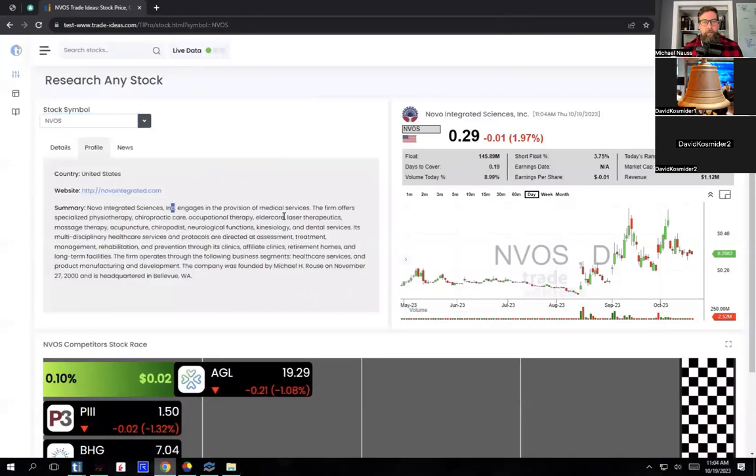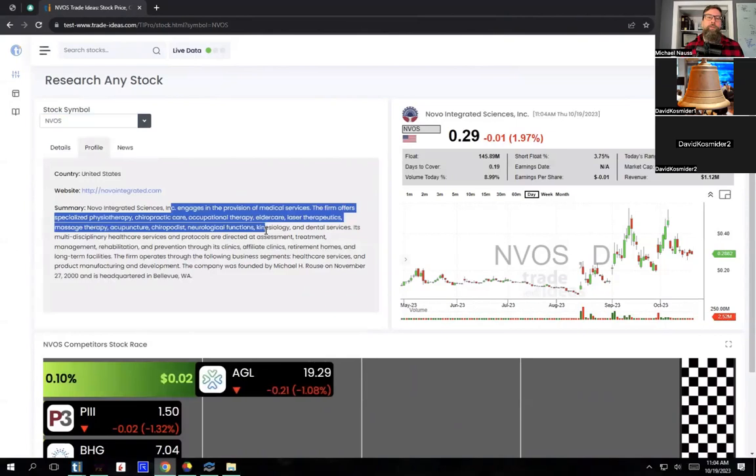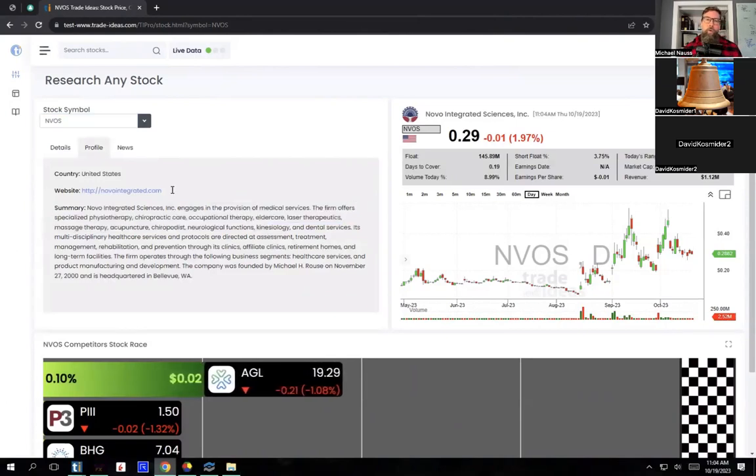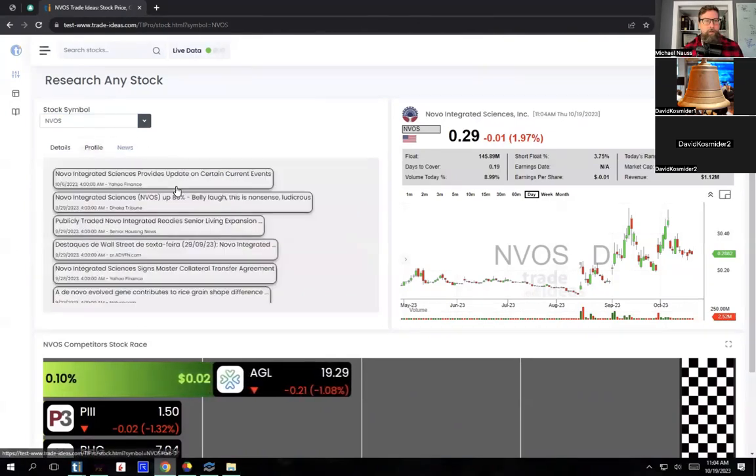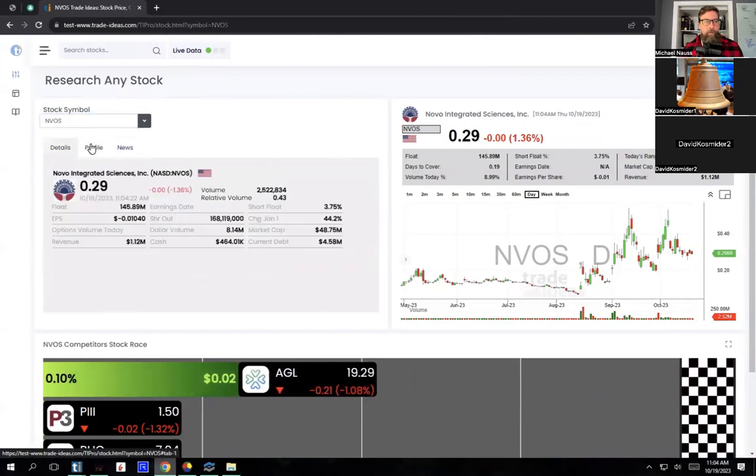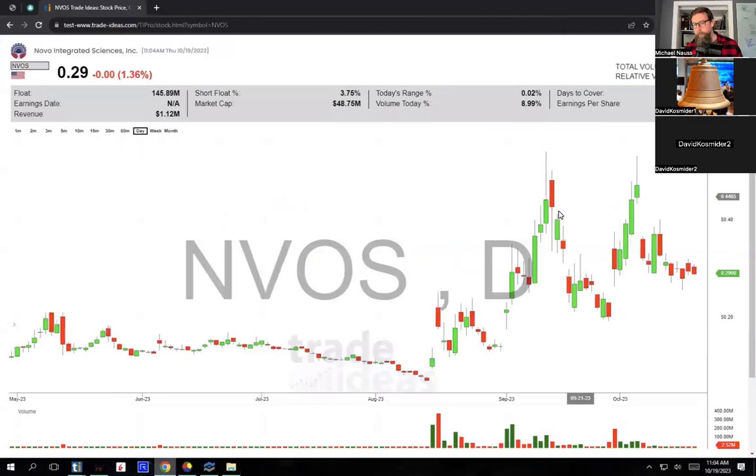So this is provision of medical services. Not that I care too much about the fundamentals, it's just good to know what space you're hanging out with. And then if there's any news that's just happened really recently, that I think anything could occur. So this is obviously going to be a risky one for sure.